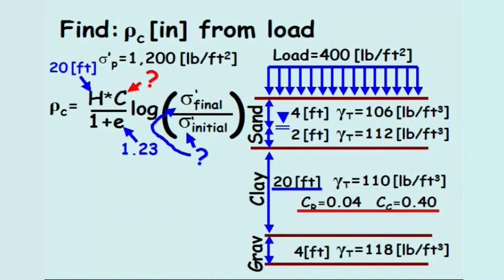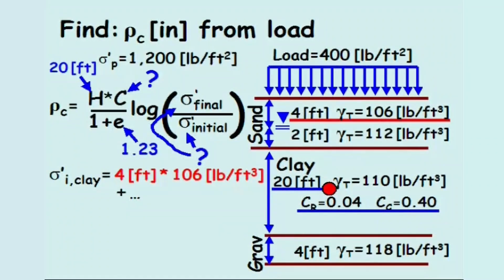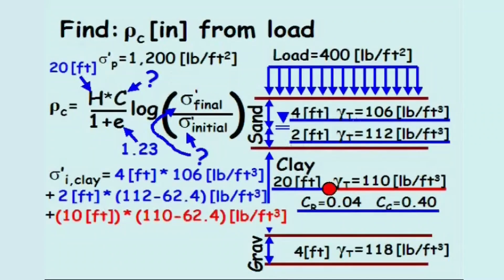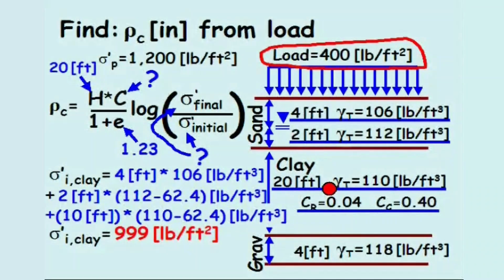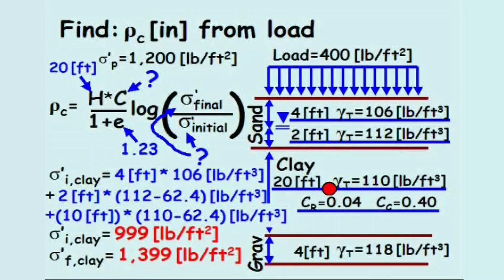Next, we'll determine which compression index to use. To do so, let's first evaluate the initial and final vertical effective stress values at the midpoint of the clay layer. We add up the stress contribution from the unsaturated sand, the saturated sand, and from the top 10 feet of clay. The initial stress here is 999 pounds per square feet. After adding the load of 400 pounds per square feet, the final stress is 1,399 pounds per square feet.